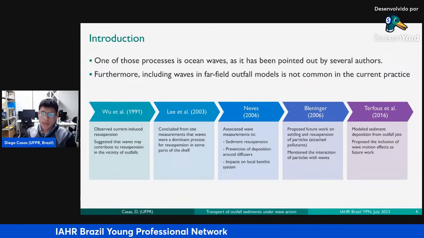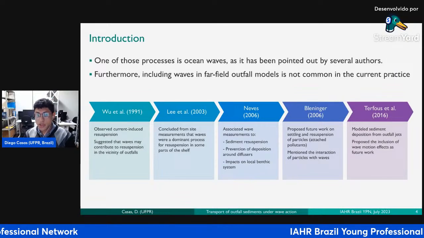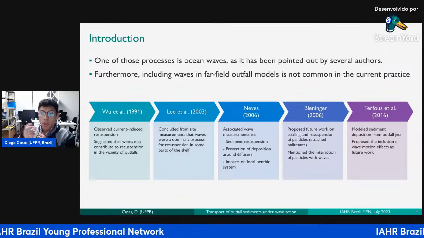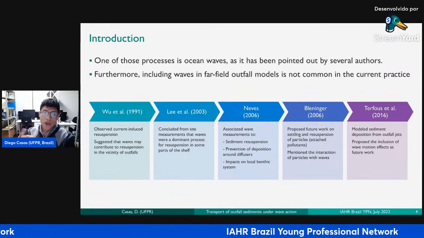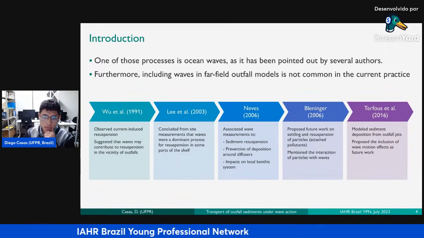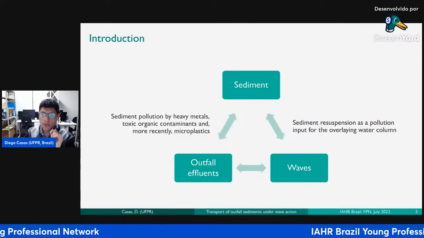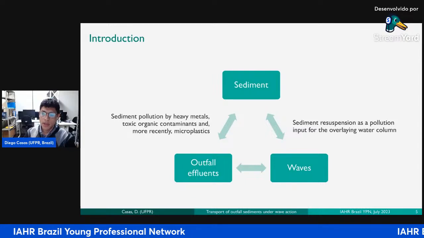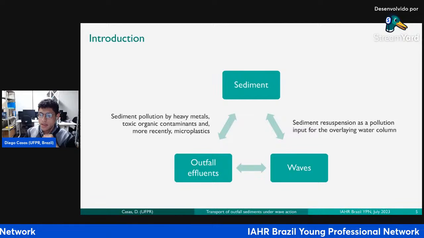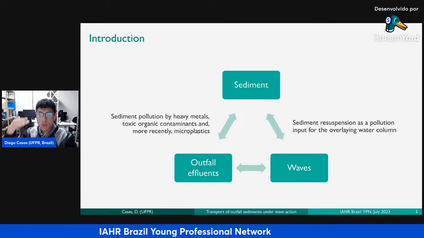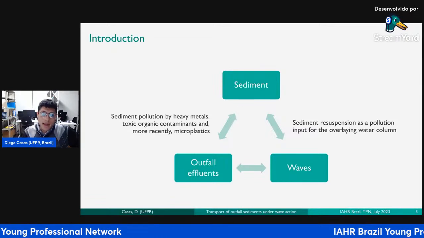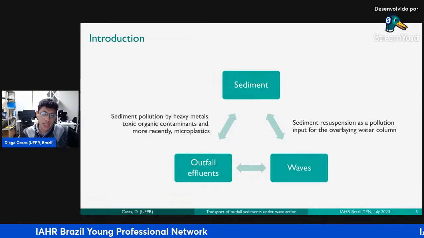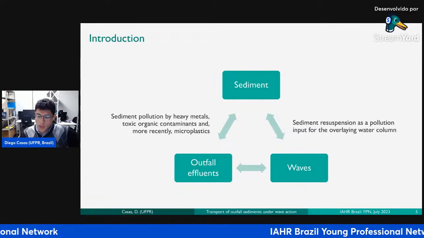And more recent modeling studies have suggested future work on the consideration of the solid particles in the effluents, the potential pollutants that can attach to these solid particles, and also the interaction of waves with these solid particles. In summary, we have the interaction between sediments and waves. Waves can resuspend sediment, and this sediment reentrainment can act as a pollution source to our overlying water column. On the other hand, we have the outfall effluents. They can produce sediment pollution. They can increase the concentration of trace metals and toxic organic contaminants in our sediments.